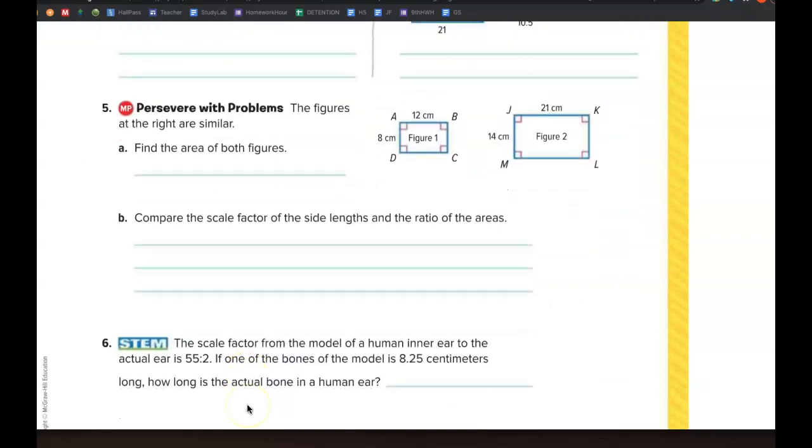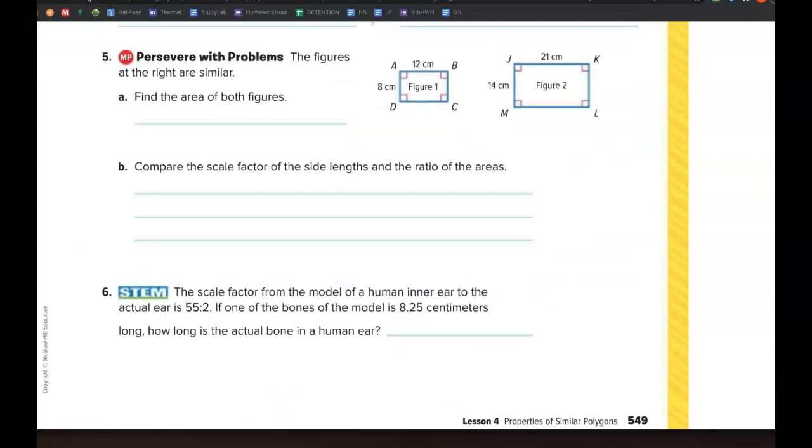Moving on. Number 5. It says the figures at the right are similar. Find the area of both figures. So remember, to find the area, you take length times width. If I do this small figure, 8 times 12 would give me 96 centimeters squared, because we're talking about area. And for the other one, I would take 14 times 21, which would give me 294 centimeters squared.